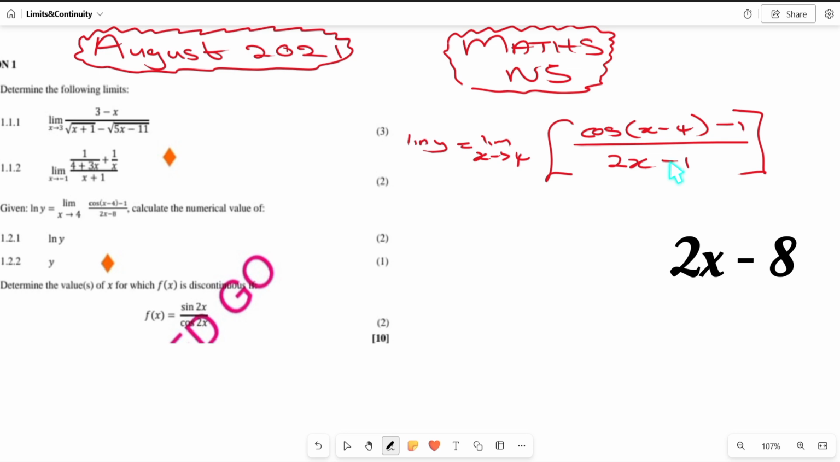In here, we're going to have 0. So cos 0 is 1. 1 minus 1 is going to be 0. Over here, it's going to be 4 minus 4. So the indeterminate form is going to be 0 over 0. So what do we do? We use L'Hopital's rule.